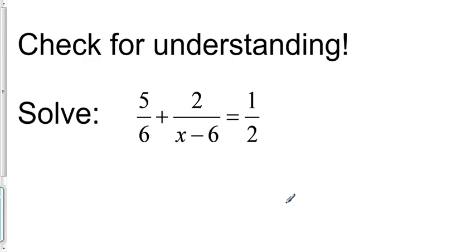Okay, so enough of me talking. I want you to try one on your own here. Think about what your common denominator is. Maybe I'll give you a little hint so you can start. I want you to multiply everything in this equation by 6 times x minus 6. And you're going to see how doing that will cancel out each fraction.